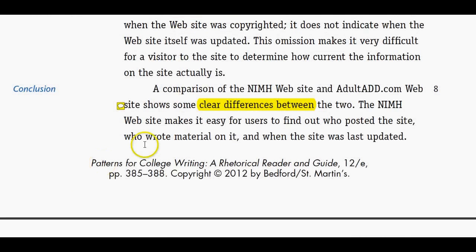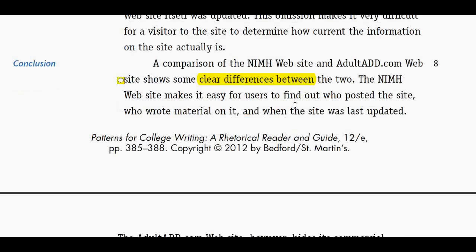The first sentence of the conclusion says clear differences between. They're restating the title and they're restating the thesis, but in different words. We know that this was a contrasting essay. Let's keep going.